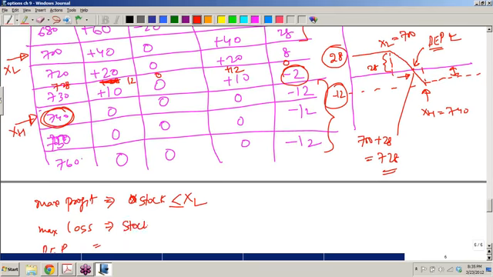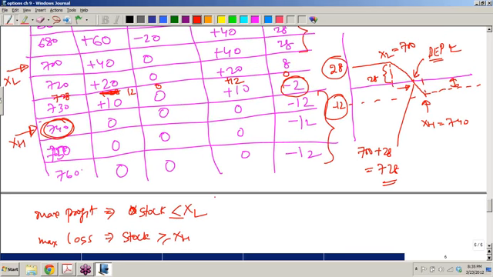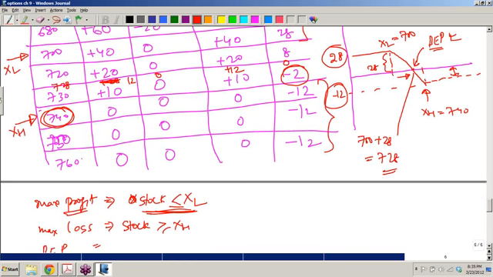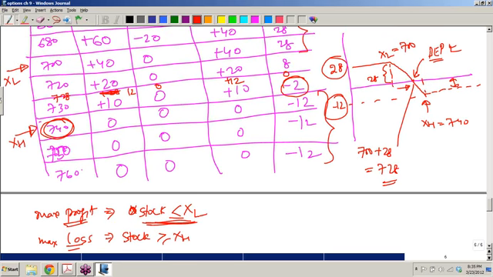Maximum loss, stock price is greater than or equal to stock higher. So this is what I would say you remember, because they will ask you questions like to compute max profit, max loss, break even price. If you remember this, you will be able to compute. You will say the maximum profit potential will be at x low. If the stock is at x low, the benefit that I will get is x higher minus x lower.